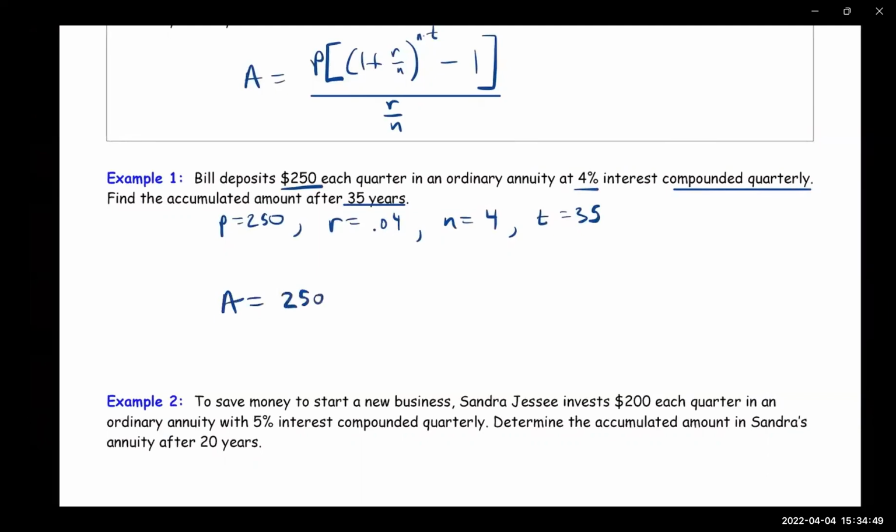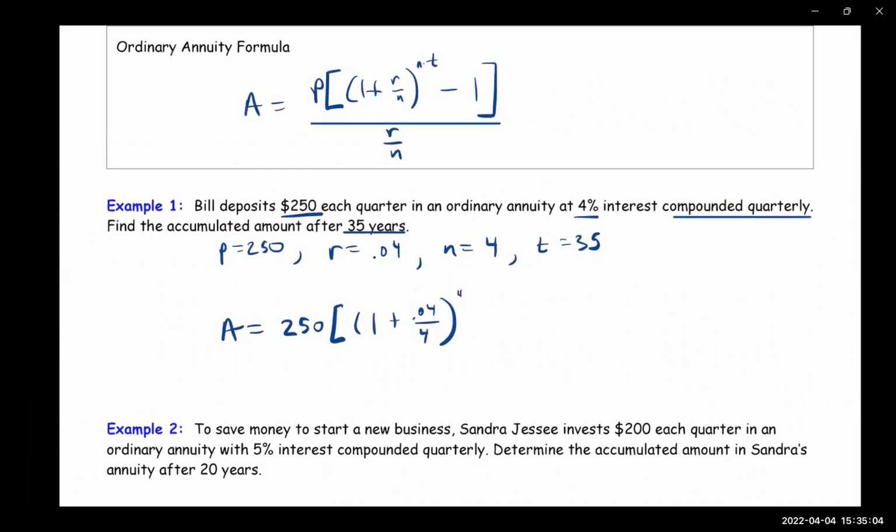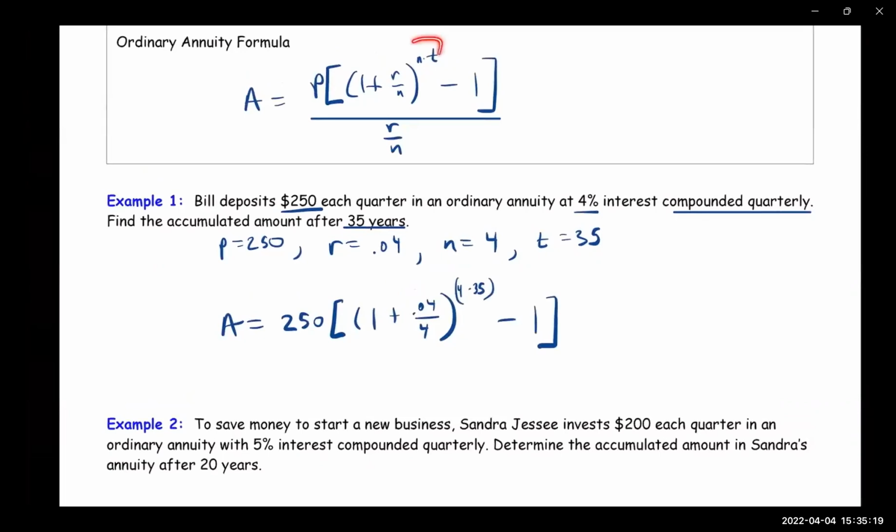So that's going to be P times (1 plus 0.04 over 4), to the exponent of 4 times T, 4 times 35. You probably want to put the exponent part in parentheses too. Why did you put 4 times 35? Because, you know how the formula says N times T?